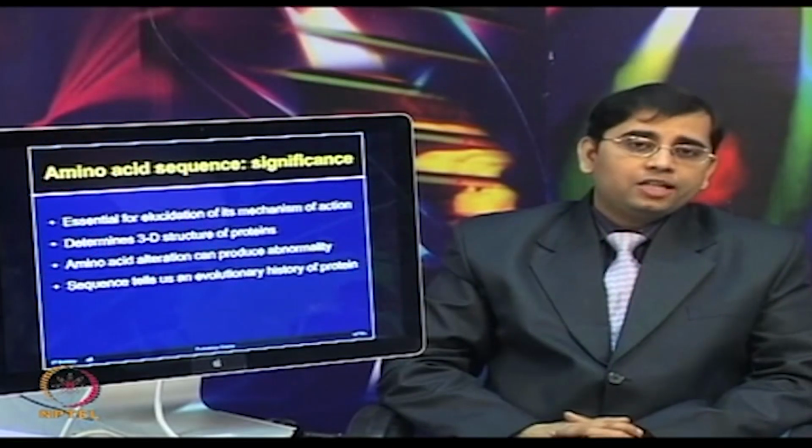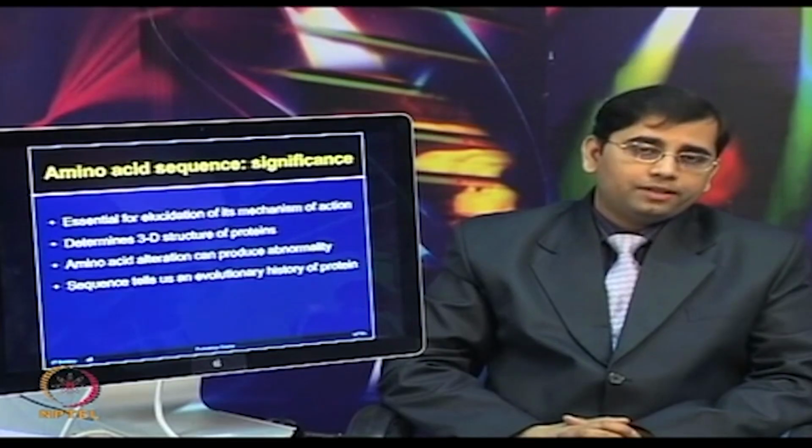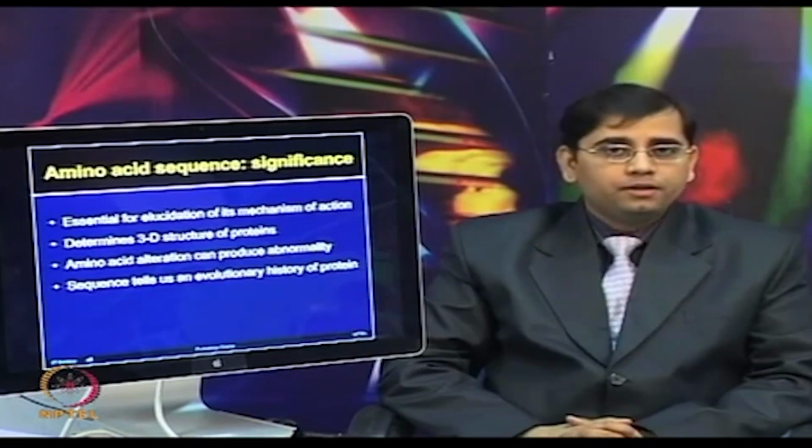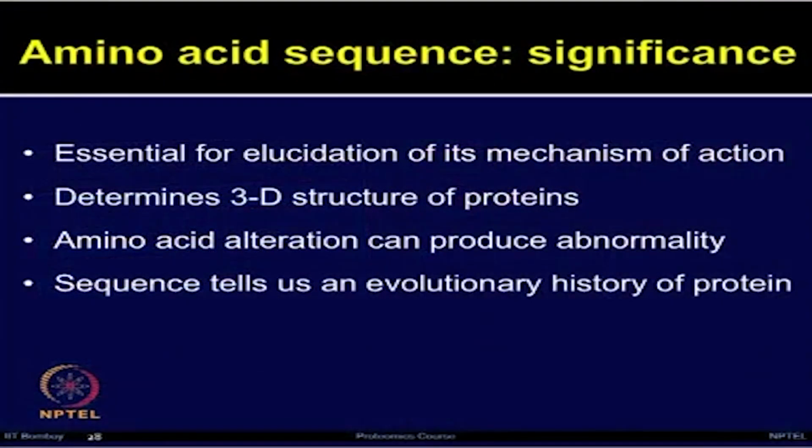So, what is the significance of amino acid sequence? As we discussed, this represents the primary structure. Amino acid sequence is essential for elucidation of its mechanism of action, and an enzyme's catalytic action can be determined. It determines the three-dimensional structure of the proteins, links to the functional three-dimensional protein structure, and the genetic message obtained from the DNA.